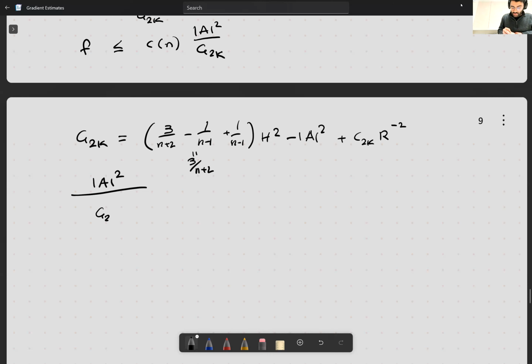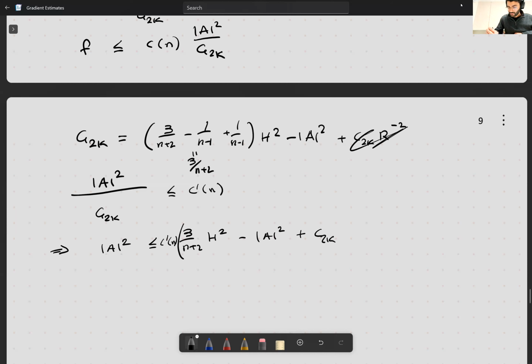If a squared on g2k is less than or equal to c dash n, then that implies that a squared is less than or equal to 3 on n plus 2 h squared, c dash n, minus a squared, plus c2k. Okay, I'll just get rid of this part because it's not important for this part. So let's a squared.